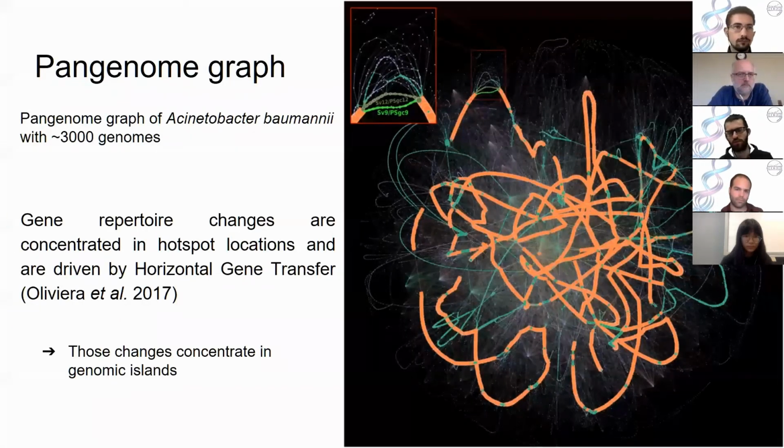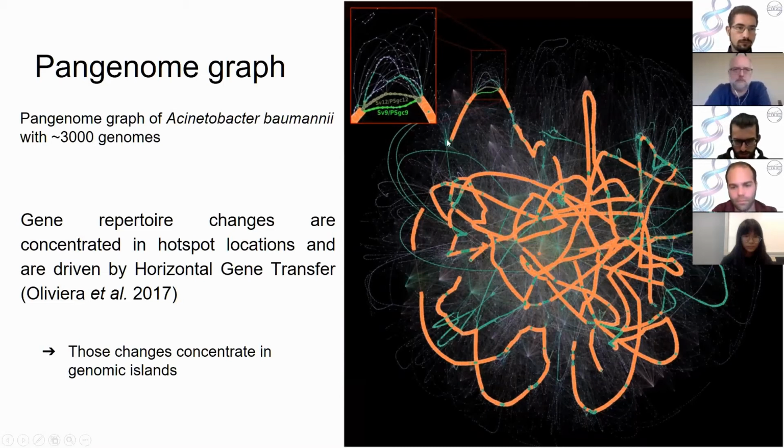So here is an actual graph from a pangenome built from 3,000 genomes of Acinetobacter baumannii. The orange stretches are persistent genes, and the blue and green are shell or cloud genes. So you can see that there are stretches of orange separated by multiple paths of shell or cloud genes. Those paths are called genomic islands.